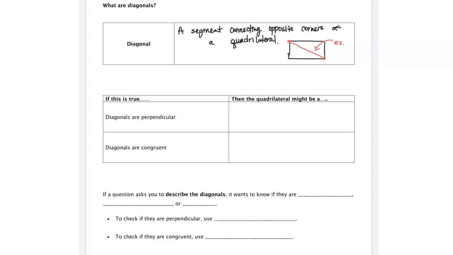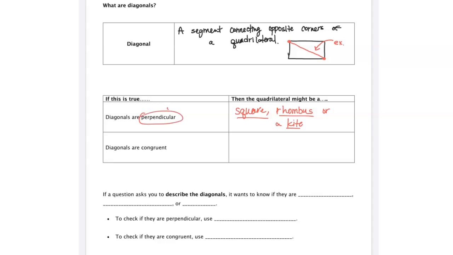So if the diagonals are perpendicular, then this particular quadrilateral that we'll be referencing might be a square, a rhombus, or a kite. So if we end up calculating and we find that our diagonals are perpendicular, then that shape might be a square, a rhombus, or a kite.